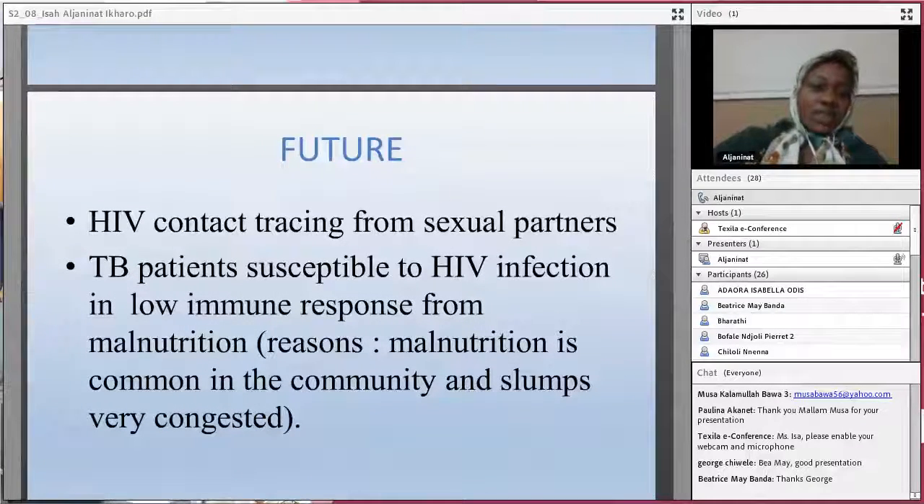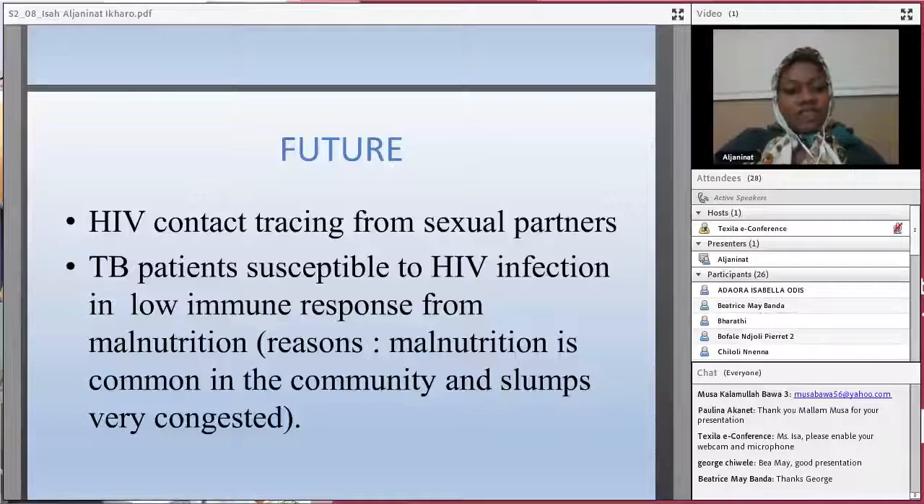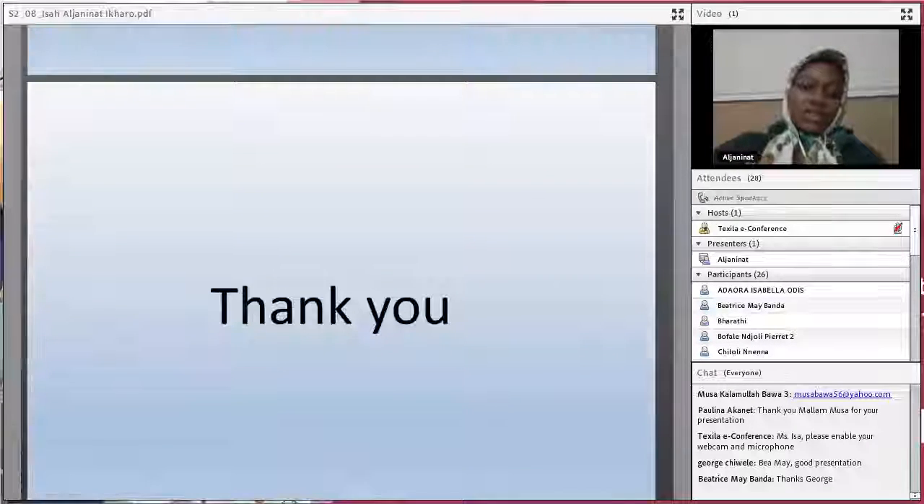Then TB, that's tuberculosis, patients are susceptible to HIV infection with low immune response from malnutrition, because malnutrition is common in the environment, which is a susceptibility factor to an immunocompromised system, which can lead to one contracting HIV. From what we learned in public health, nutrition is very important. So malnutrition is common in the community and in slums that are very congested.